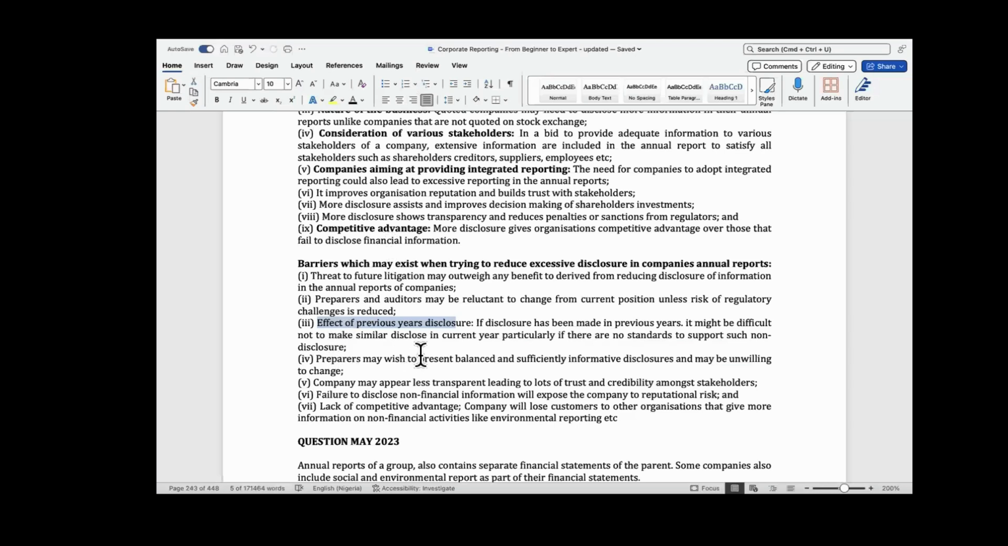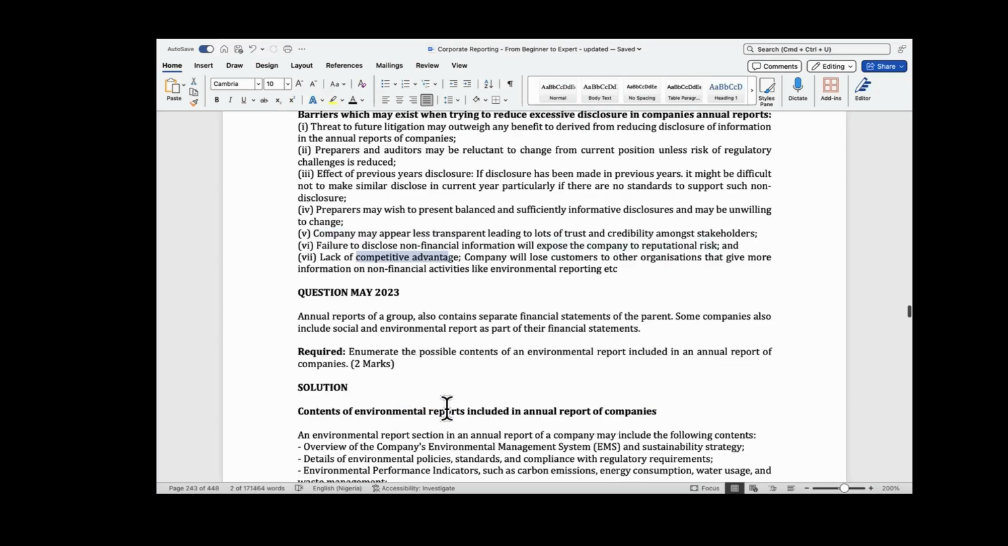Preparers might also be unwilling to reduce those excessive disclosures because they want to balance year-on-year reports. And also, when you try to reduce these disclosures, it might make the entity look less transparent, it might expose the company to reputational risk, and it might lose its competitive edge over its competitors. So these are the barriers to reducing excessive disclosures.